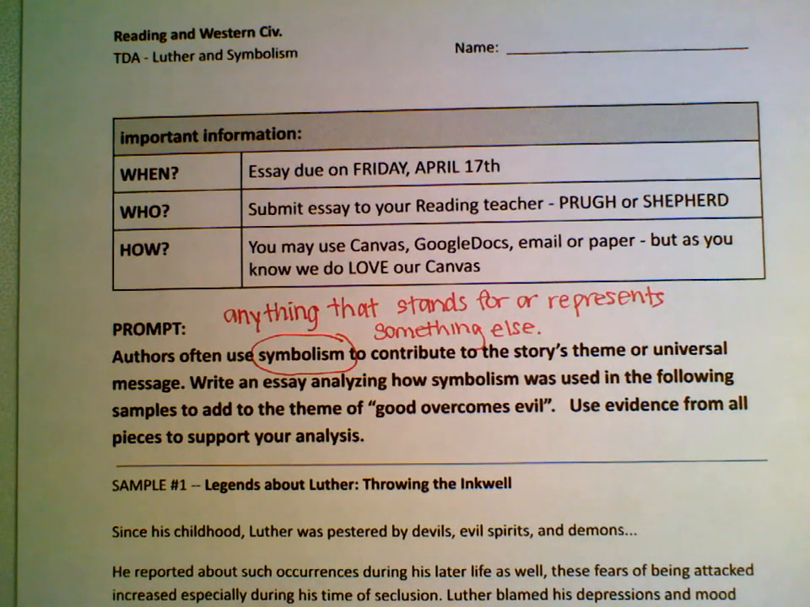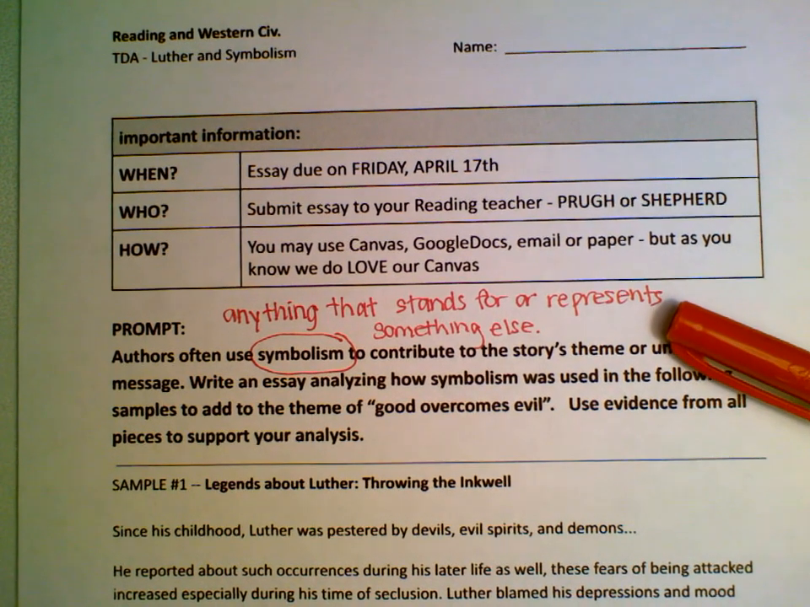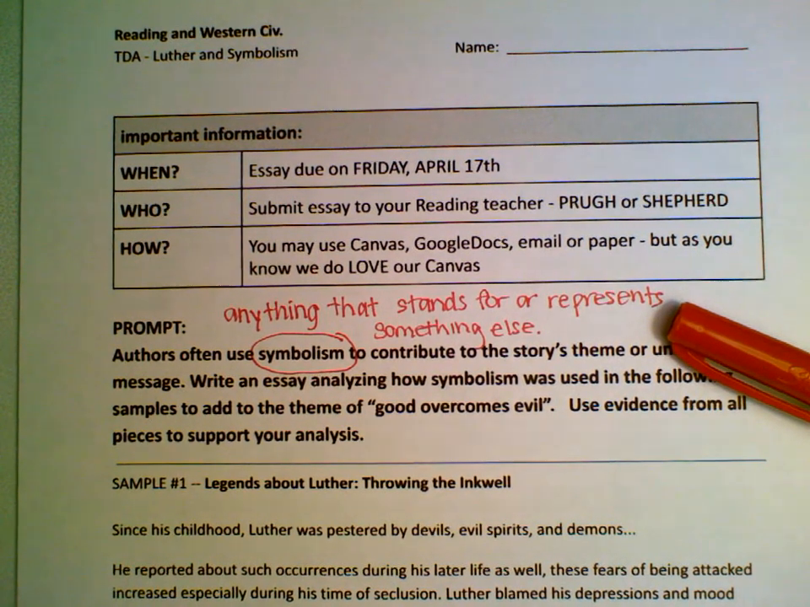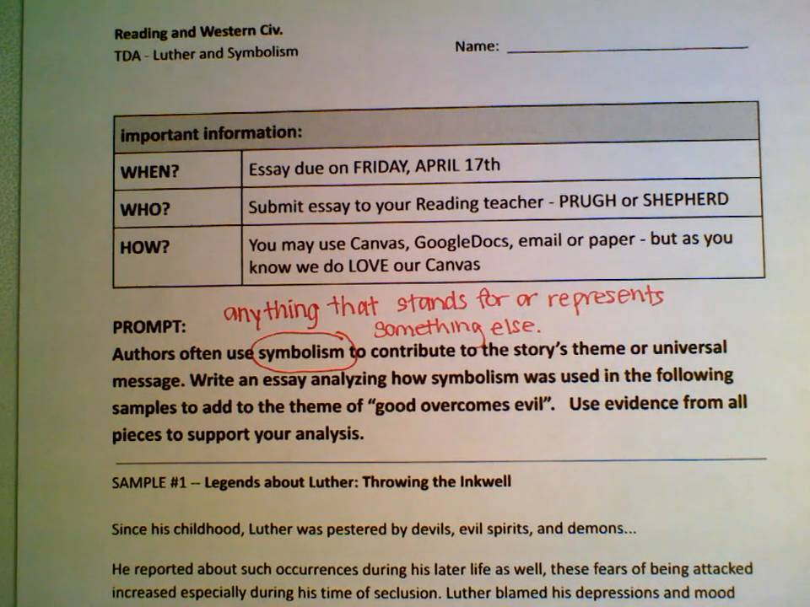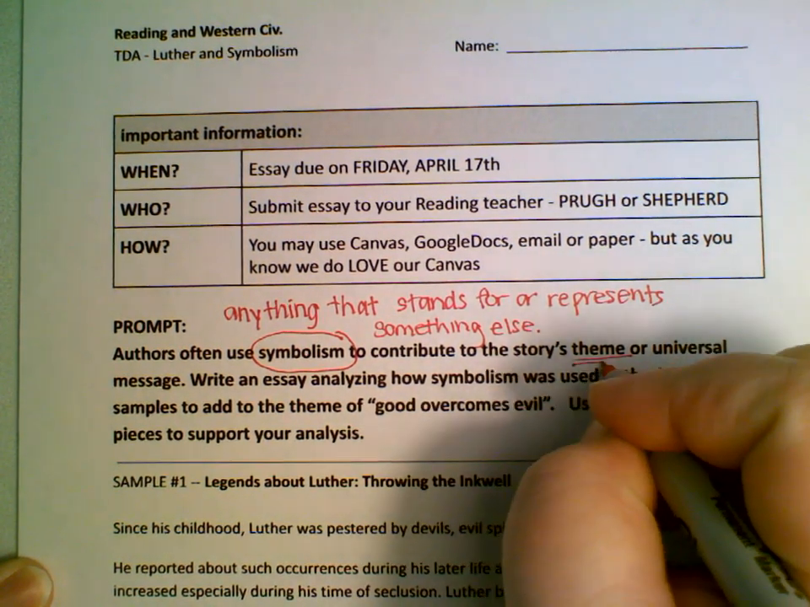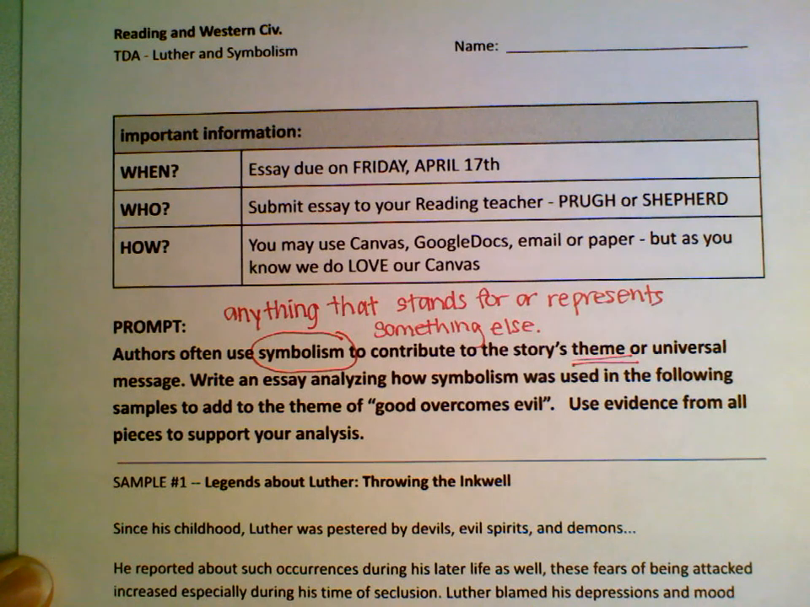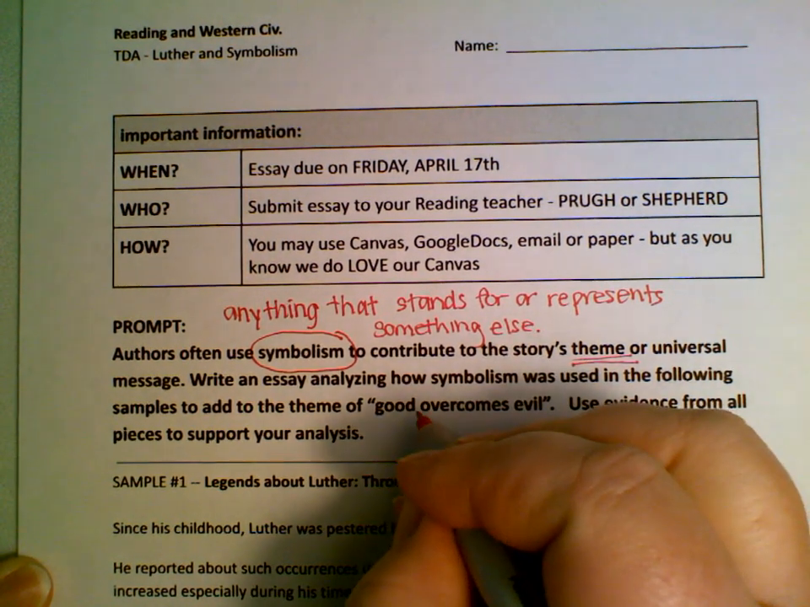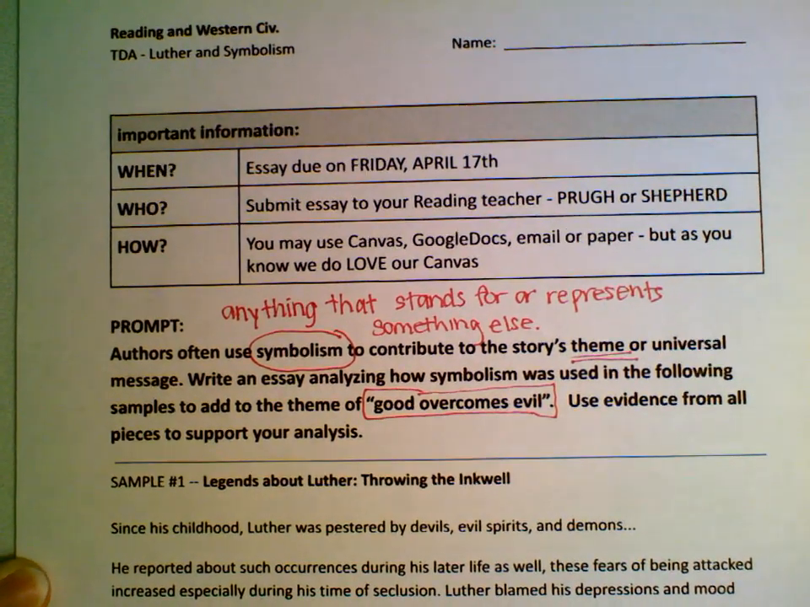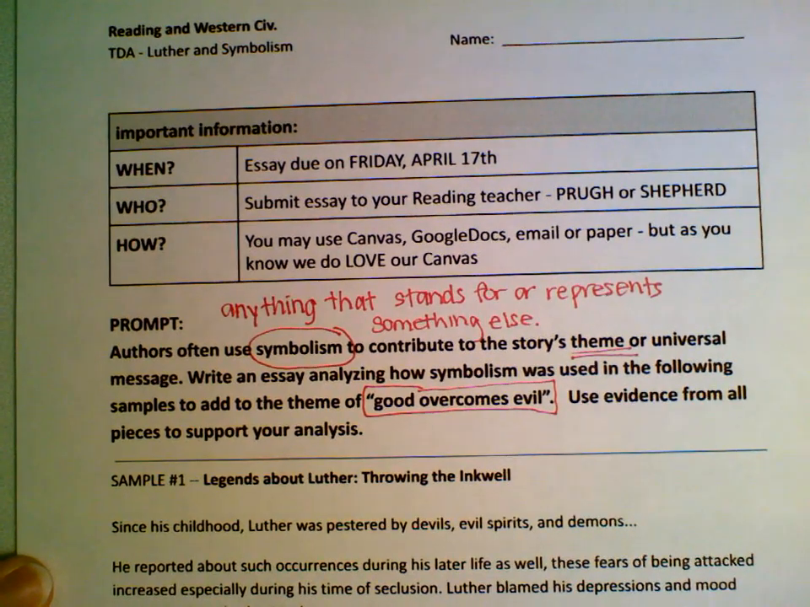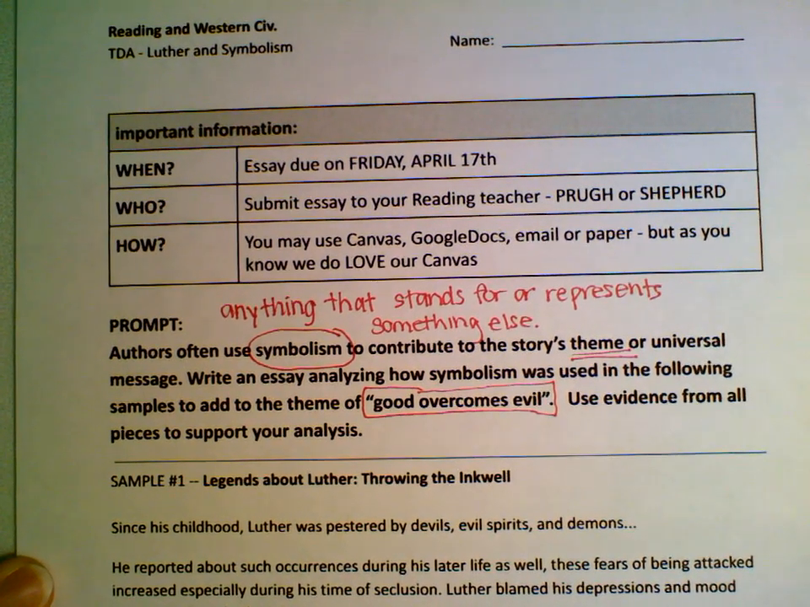that will help us understand what the symbolism is. Mrs. Prue and Mrs. Shepard have defined symbolism as anything that stands for or represents something else. So in these three samples, we're going to be looking for something that stands for or represents something else. And those things are going to contribute to the theme of all three pieces. We're looking for a theme of good overcomes evil. So in this case, you want to be thinking about who is the good and who is the evil.